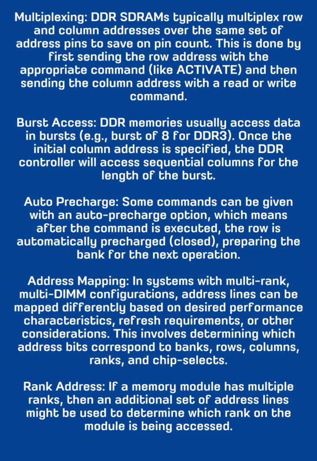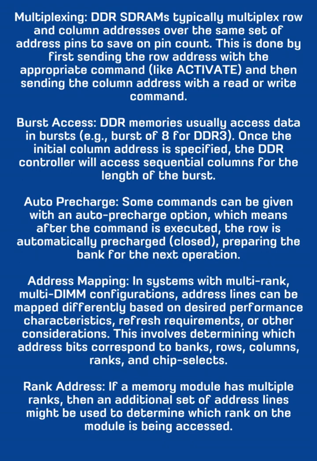Address mapping. In systems with multi-rank, multi-DIMM configurations, address lines can be mapped differently based on desired performance characteristics, refresh requirements, or other considerations. This involves determining which address bits correspond to banks, rows, columns, ranks, and chip selects. Rank address. If a memory module has multiple ranks, then an additional set of address lines might be used to determine which rank on the module is being accessed.